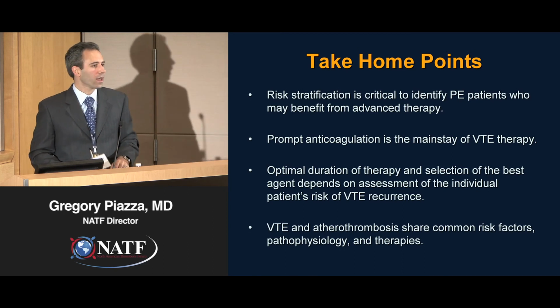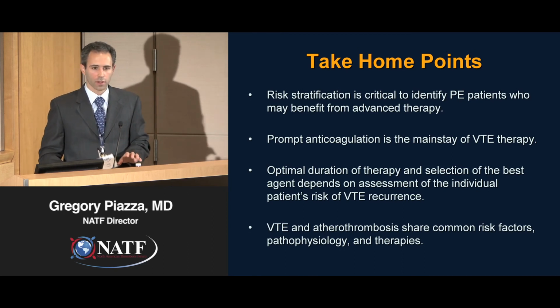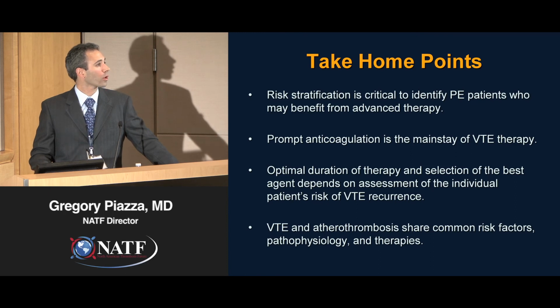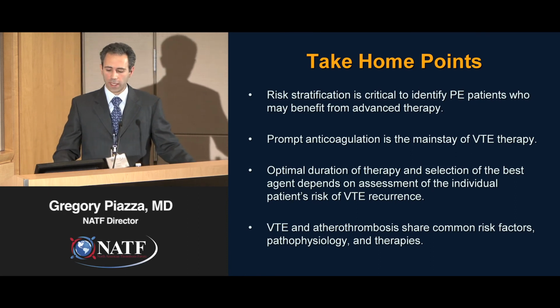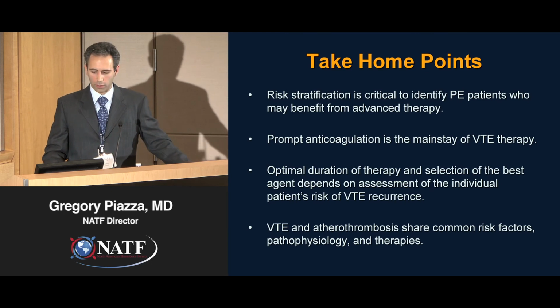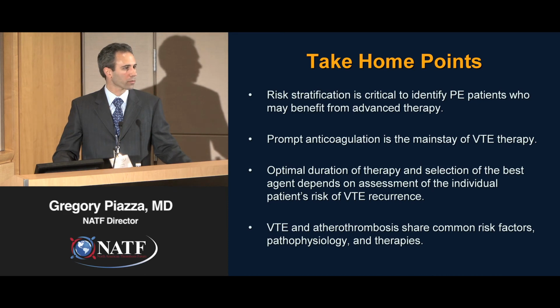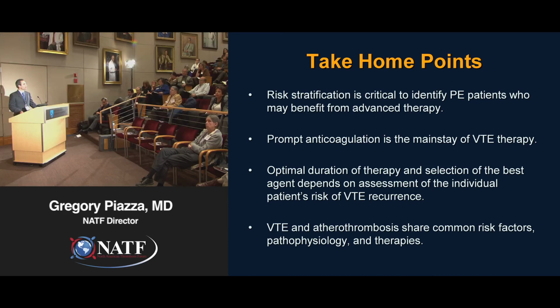And so with that, I'd like to close with some take-home points. First, that risk stratification is critical in order to identify pulmonary embolism patients who might benefit from advanced, more aggressive therapies. Prompt anticoagulation is still the cornerstone of VTE therapy. Optimal duration of therapy and selection of the best agent requires us to assess the individual patient's risk for venous thromboembolism recurrence. And finally, venous thromboembolism and atherothrombosis share common risk factors, pathophysiology, and it now actually appears that they may share common therapies.